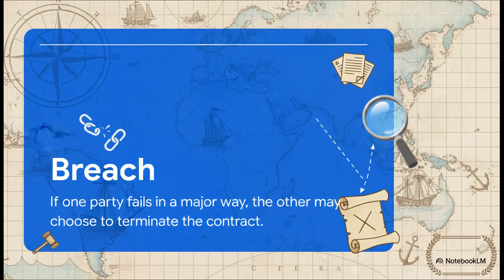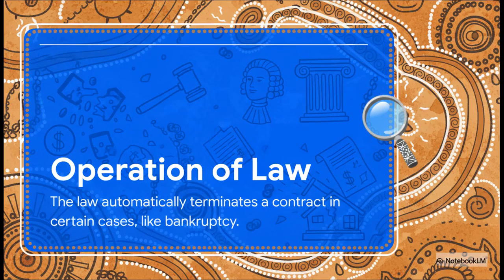Okay, next is breach. Now this is a really important one. A small mistake or failure doesn't automatically kill a contract. The screw-up has to be a major one to give the other person the right to just terminate the whole deal. And our final rule is operation of law. In this case, some big external legal event, like a company going bankrupt, can just swoop in and terminate a contract automatically, no matter what the people involved actually wanted.